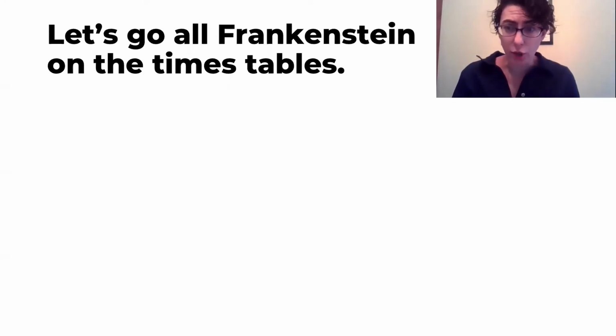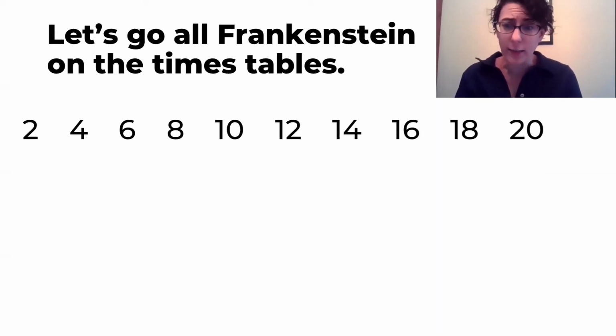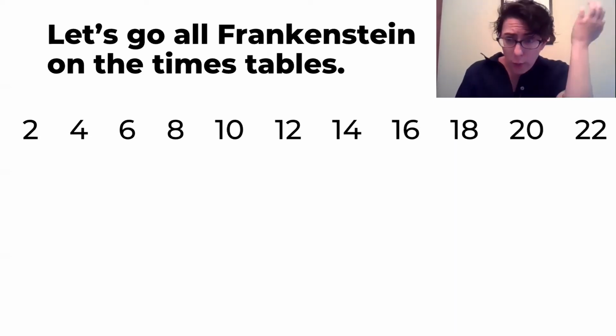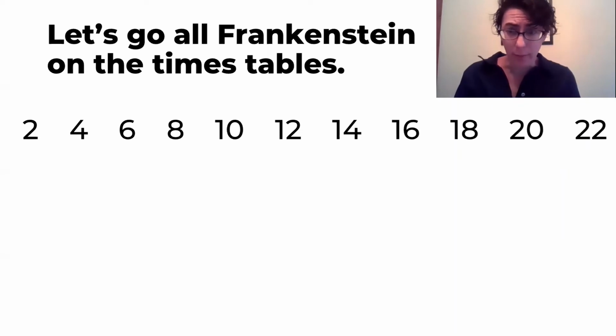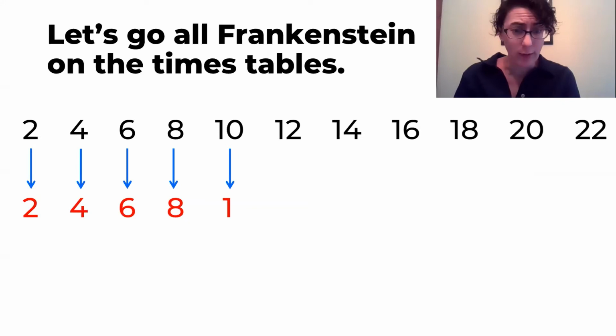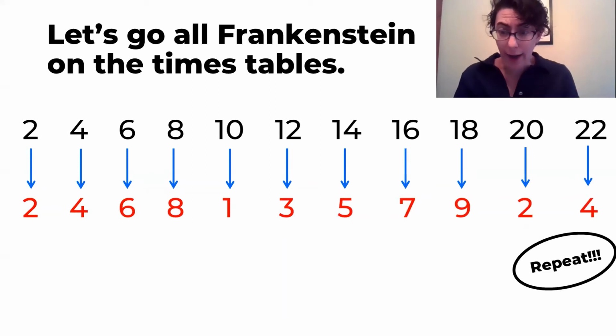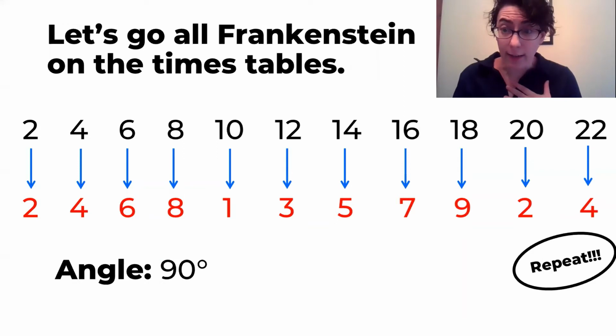How about the twos? 2, 4, 6, 8, 10, 12, 14, 16, 18, 20, 22. And how do we turn this into a repeating sequence? Well, we add the digits of the terms. So this becomes 2, 4, 6, 8. 1 plus 0 is 1. 1 plus 2 is 3. 5, 7, 9, 2, 4. And hey, we've got a repeat. This is turning into a repeated sequence. And for an angle, let's be kind to ourselves and use 90 degrees.